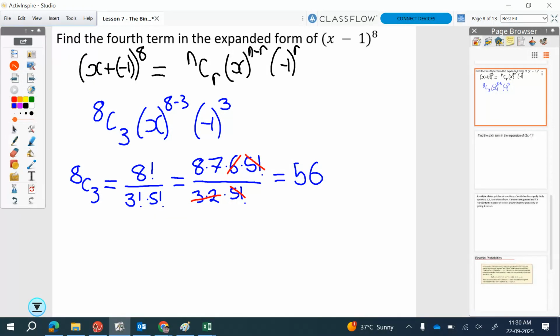So 9 is easy, because we always add together. So we are going to need minus 56 x to the 5. Also, 8 minus 3 is 5. And then you multiply by negative 1, and that's why it's negative.